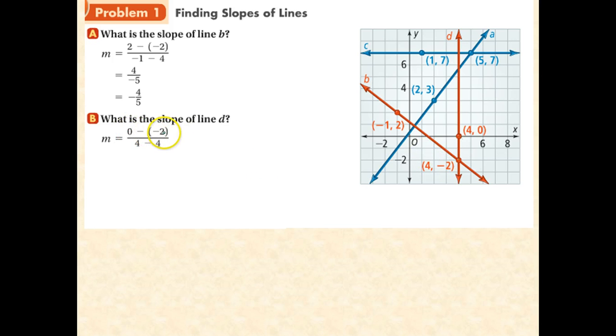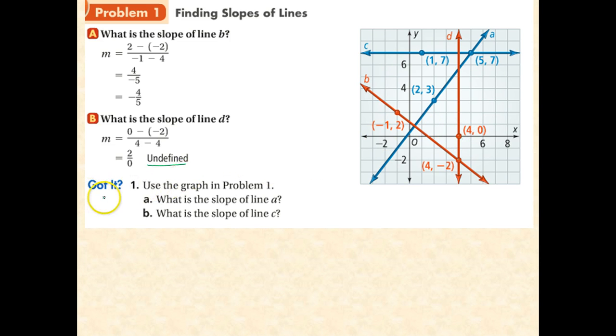0 minus negative 2 is 0 plus 2, which is 2. 4 minus 4 is 0, and you're never allowed to divide by 0, so that is undefined. So we can't say what the slope of this line is because it is undefined. So vertical lines have undefined slope.